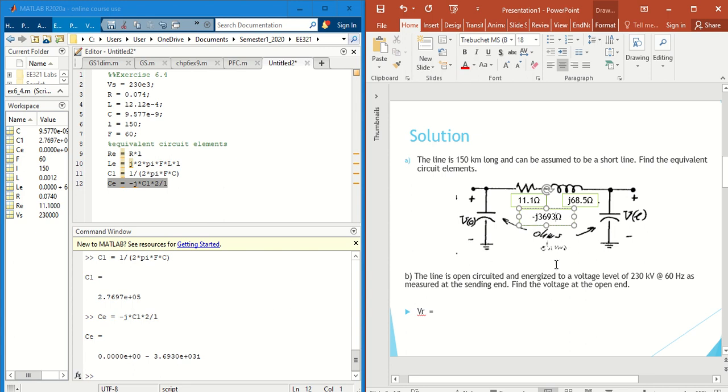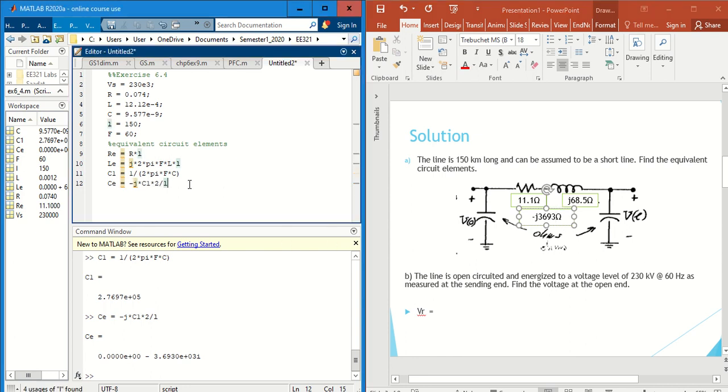Okay, so that solves part A. We have found the equivalent circuit elements. Now let's see part B. B says the line is open circuited and energized to a voltage level of 230 kilovolts at 60 hertz as measured at the sending end. Find the voltage at the open end. So we are going to find the voltage at the receiving end.